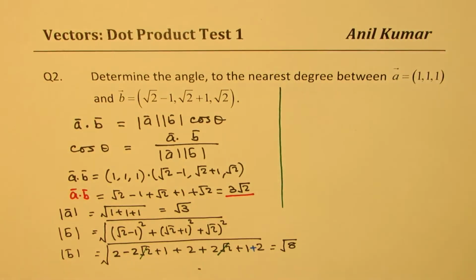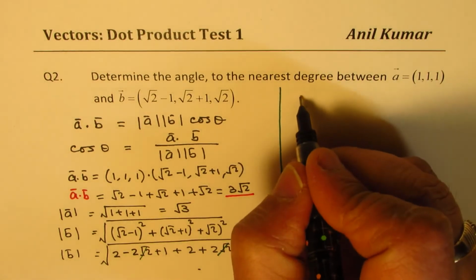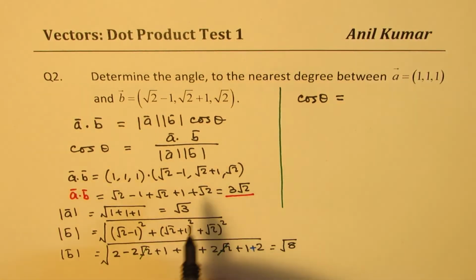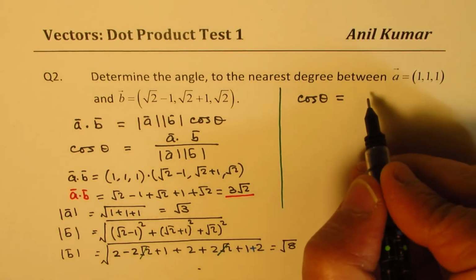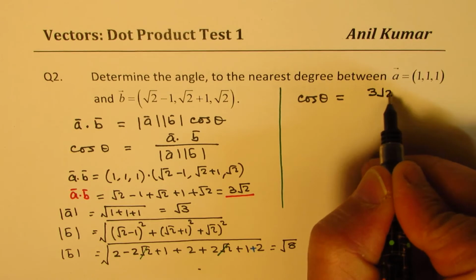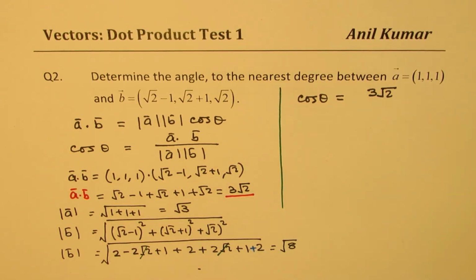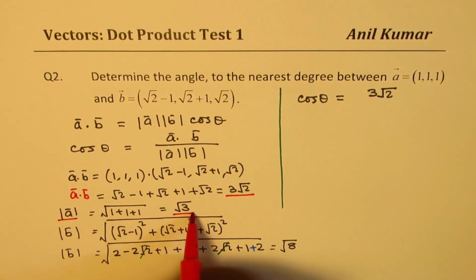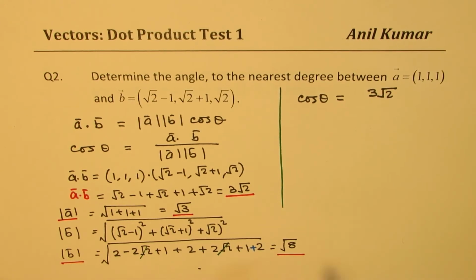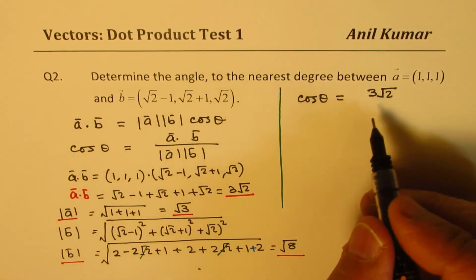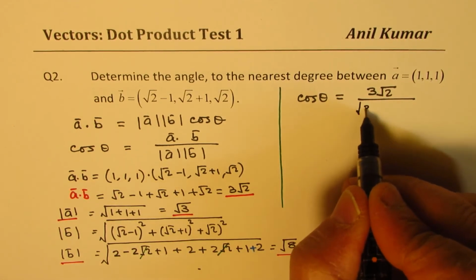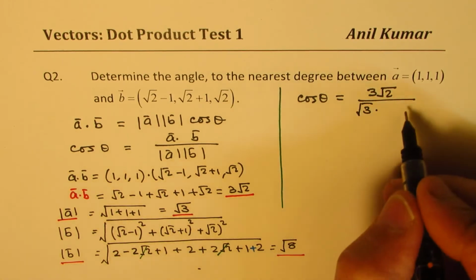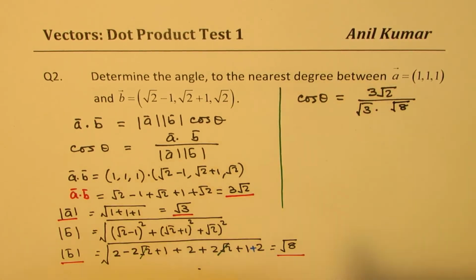So we got all the components. Now I'll again write down what cos theta is equal to. A dot B we got as square root of 3 times square root of 2, right? So that is 3 times square root of 2. Then magnitude of A, we got square root 3, and magnitude of B is square root of 8, right? So divided by magnitude of A, which is square root of 3, times magnitude of B, which is square root of 8. Is that clear to you, right? That is what we have.